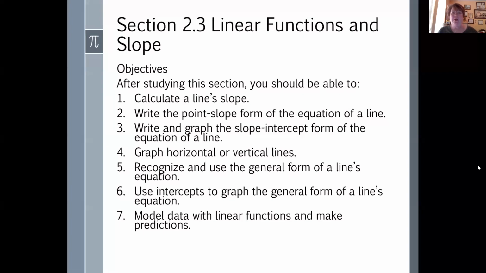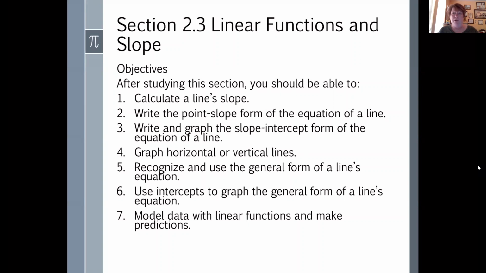In section 2.3, we are going to look at linear functions and their slope. So the objectives for this section are, after studying this section, you should be able to: 1. Calculate a line's slope. 2. Write the point-slope form of the equation of a line. 3. Write and graph the slope-intercept form of the equation of a line.